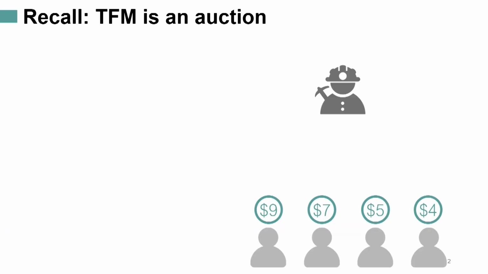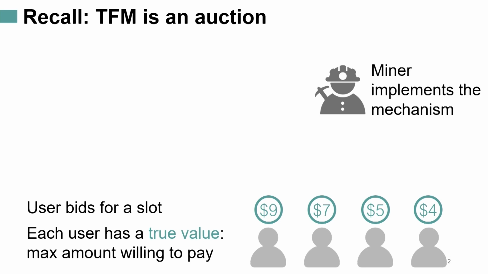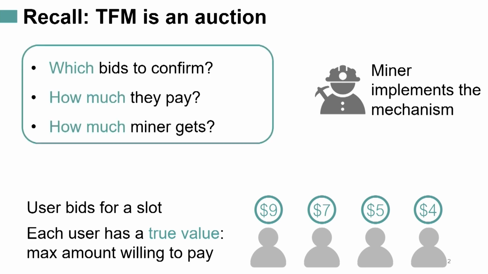So I assume you've already got a lot of the basics about transaction fee mechanisms this morning. Just to do a brief recap. A transaction fee mechanism is basically an auction where users who want to store their transactions in the block compete with each other to get their transactions confirmed. Here we assume that each user has a private true value, which represents the maximum amount it is willing to pay. The miner who controls the block acts as the auctioneer. It sells the space of the block to the users.